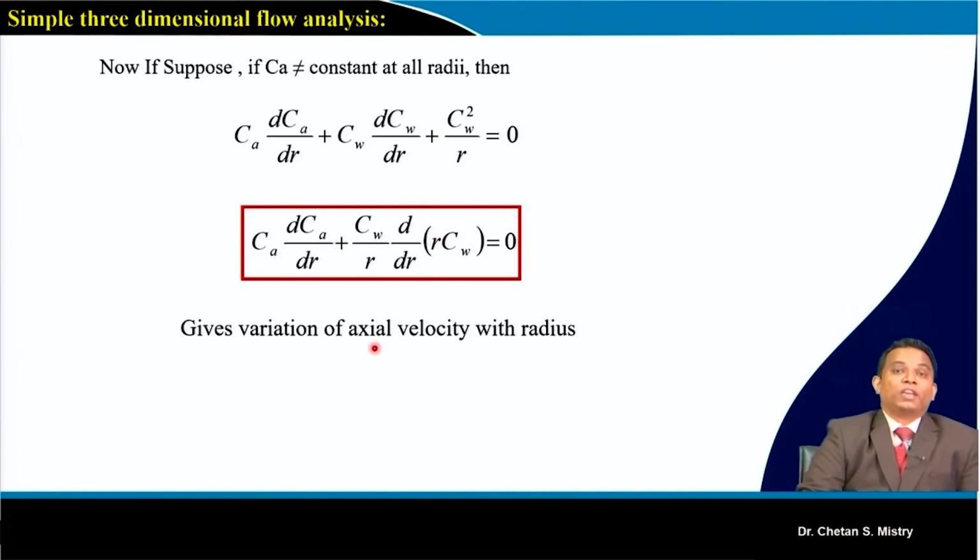Then we saw that if we assume dH0 by dr equal to 0, meaning constant work along the span, and if we further assume the axial velocity to be constant, we arrive at the relation called the free vortex equation. And this is the formula that talks about the variation of axial velocity along the radius. So this is all we have learned today.